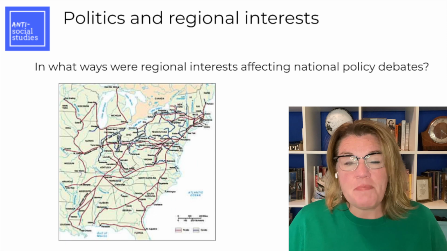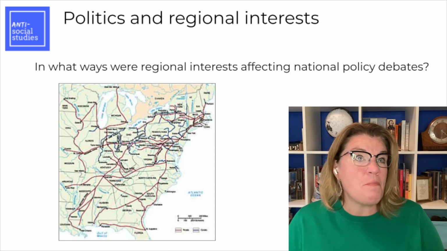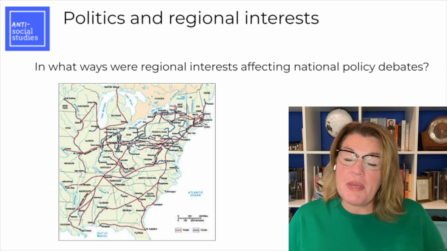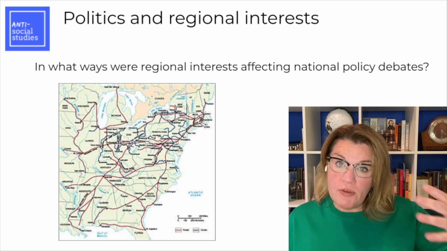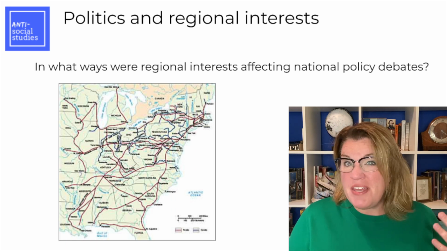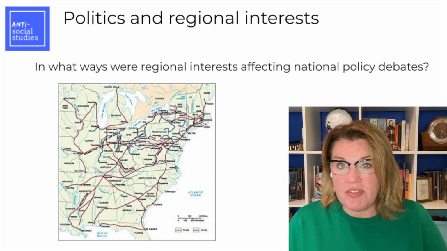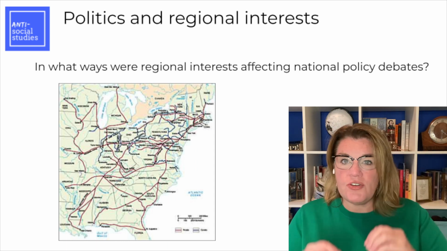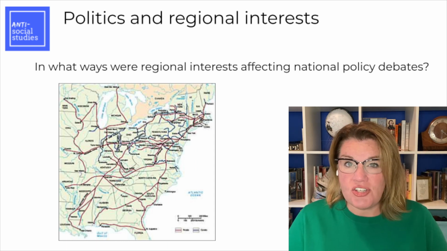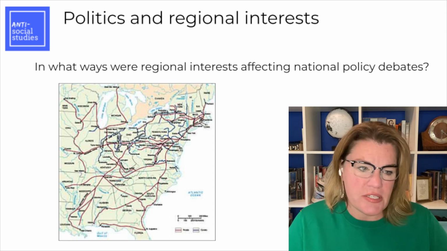Think about the impact that tariffs are going to have. Tariffs are a big deal during this time period because typically a tariff will benefit one region of the country while maybe not being so great for another region of the country. And it pits North versus South versus West against each other. We're seeing a growing regionalism.